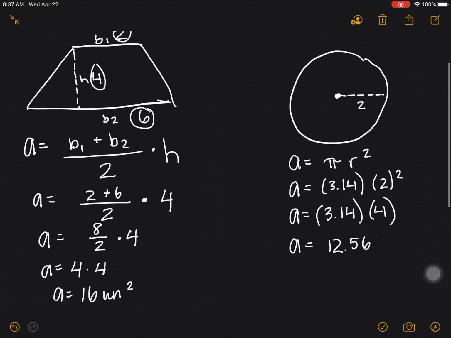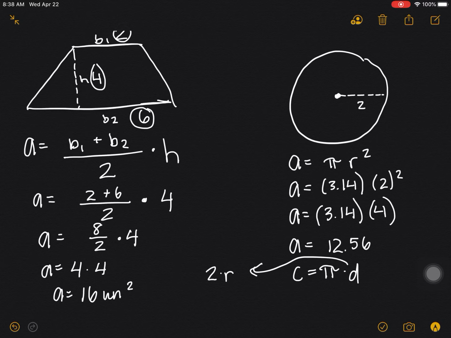Let's say we want to find the circumference of that same circle. Remember that circumference is a little bit simpler of a formula. It's just pi times diameter. What we need to remember here is that our diameter is the same thing as just 2 times our radius. So if you're given your radius, like you are in this particular problem, you can easily find your diameter by just doubling it. So in this case, our diameter is 4. So it would be circumference equals pi times 4.